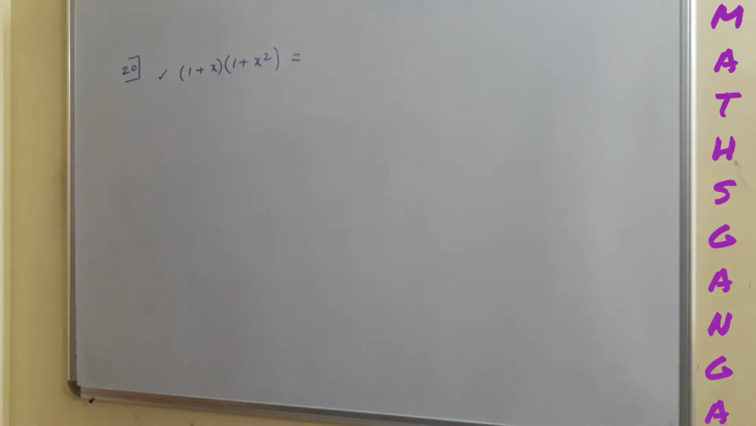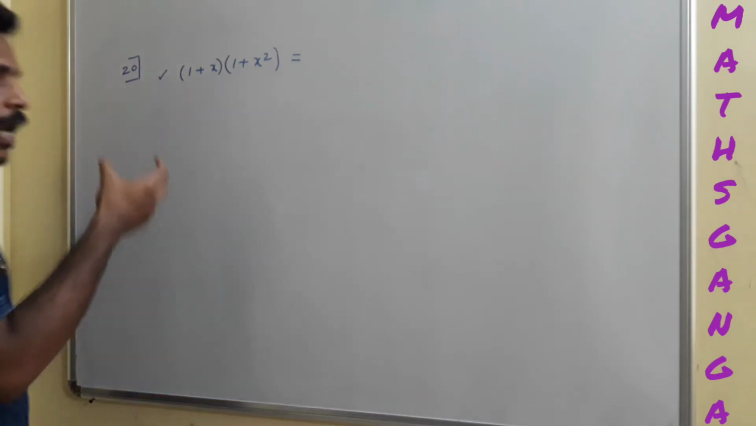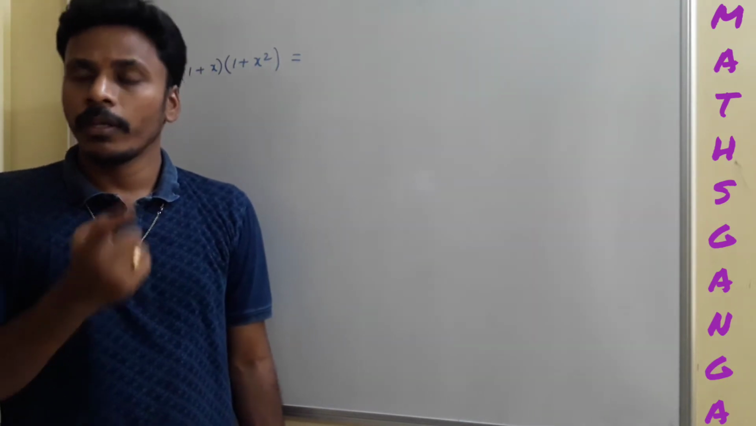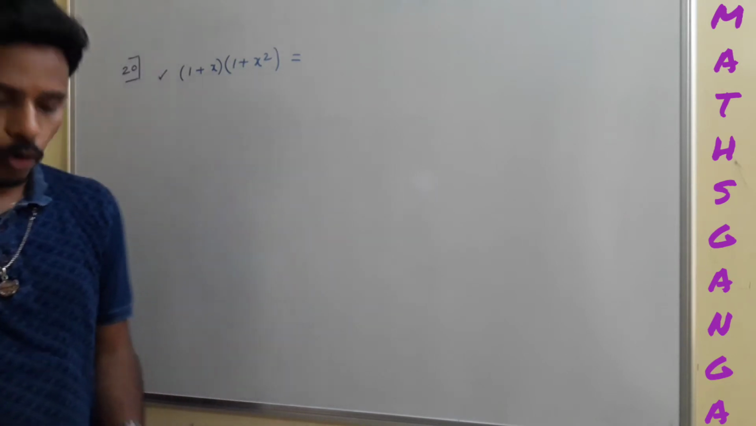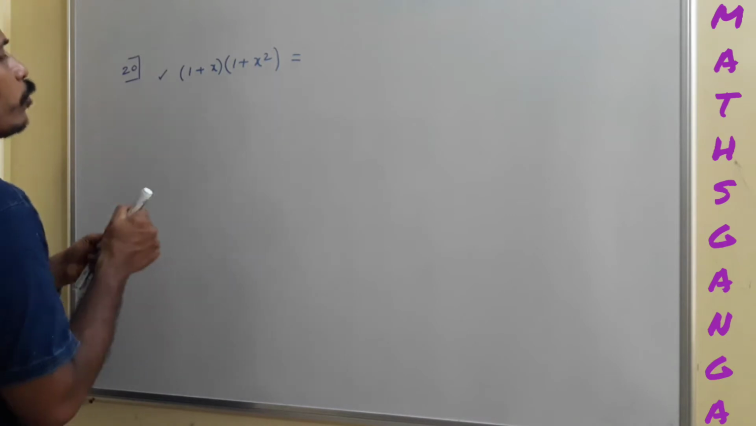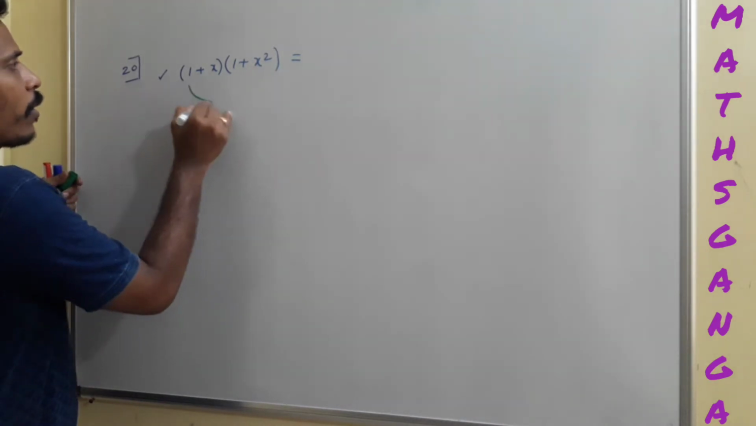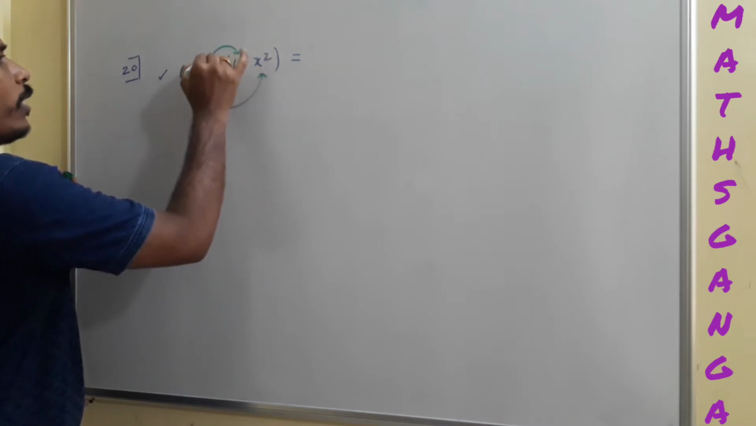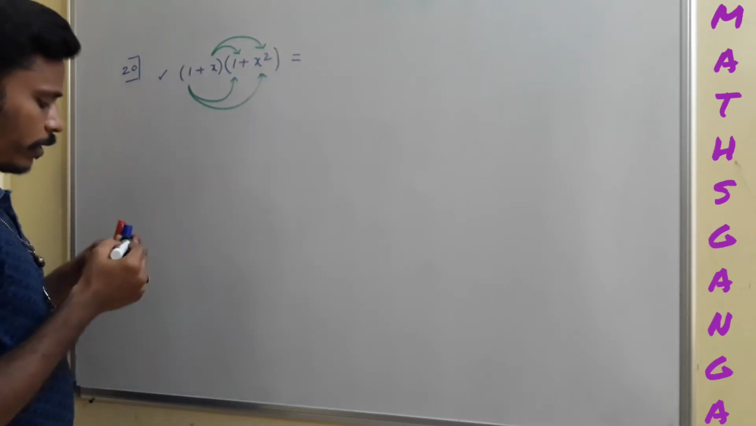So I am going to analyze and observe some type of product in this 20th point. See, up to 19 we completed many problems in this algebra. Now you just observe it. The multiplication of these two things is easy, right? 1 into 1, 1 into x square, x into 1 and x into x square.